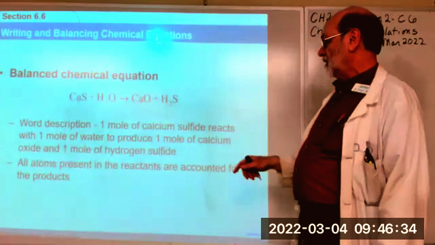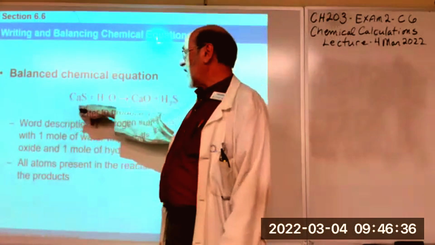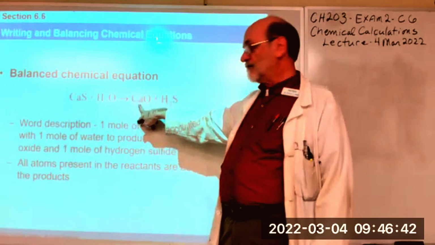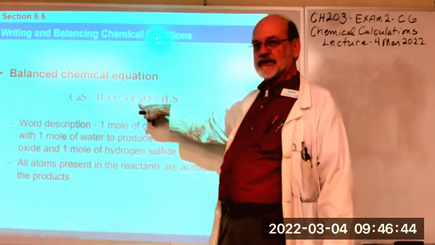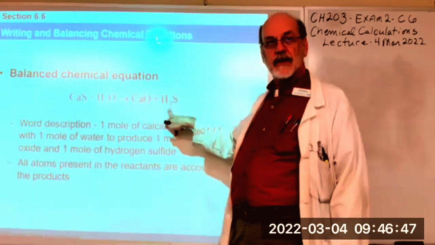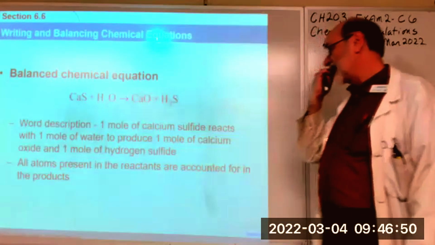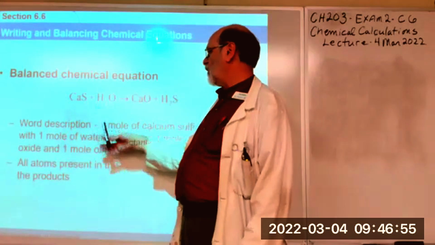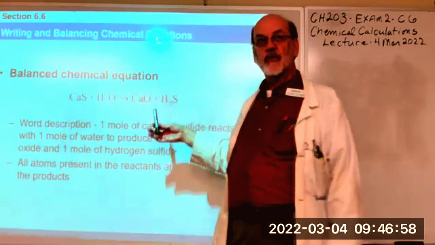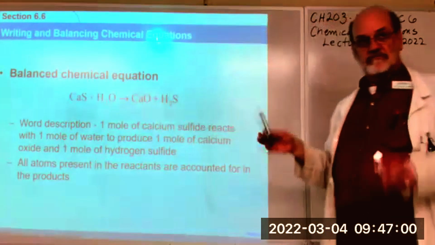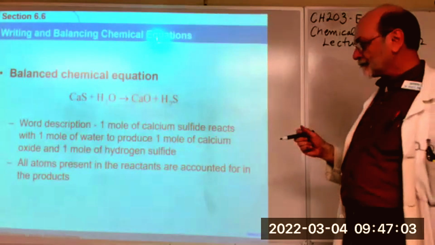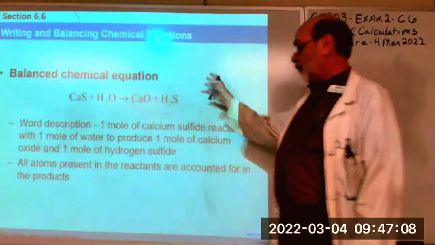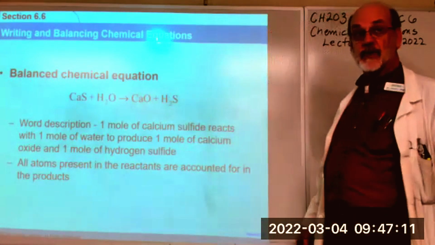So what that means is 1 molecule of calcium sulfide plus 1 molecule of water yields 1 formula unit of calcium oxide plus hydrogen sulfide. Or it could be 1 mole of calcium sulfide units plus 1 mole of water yields 1 mole of calcium oxide plus 1 mole of hydrogen sulfide. The ratio is still the same. And all the atoms are accounted for in the process. Same number of atoms on both sides.